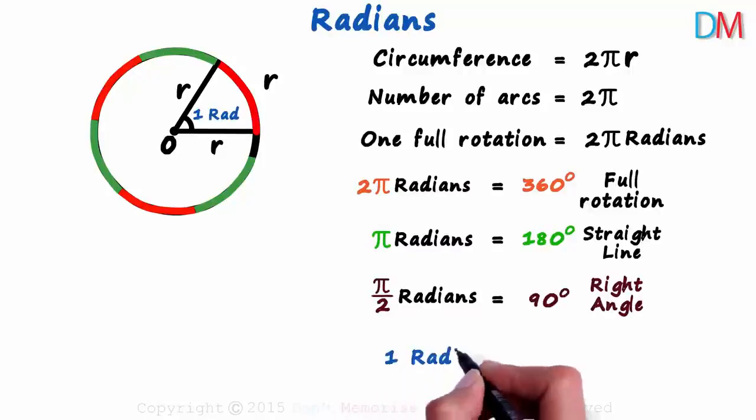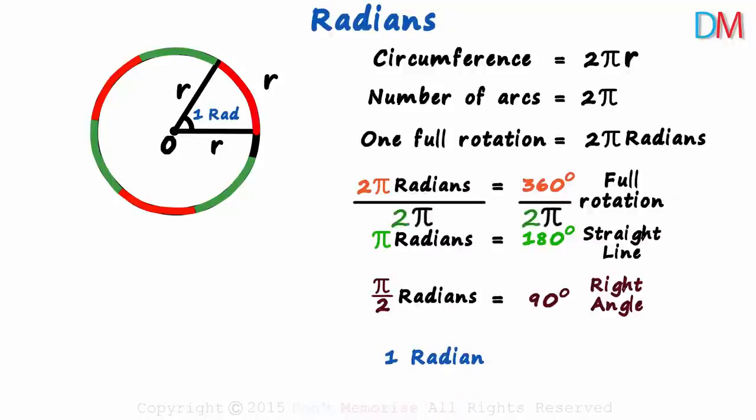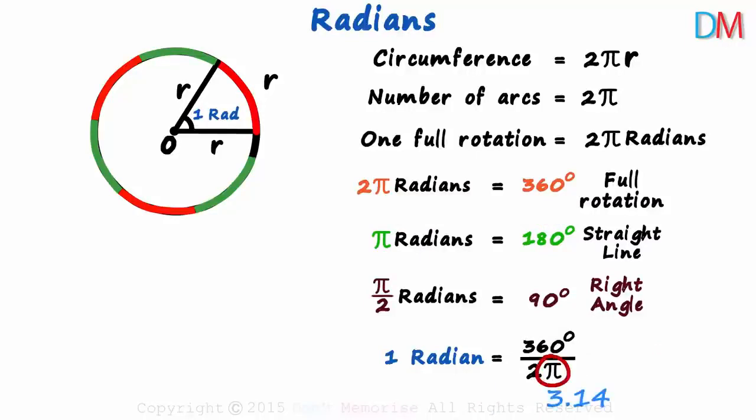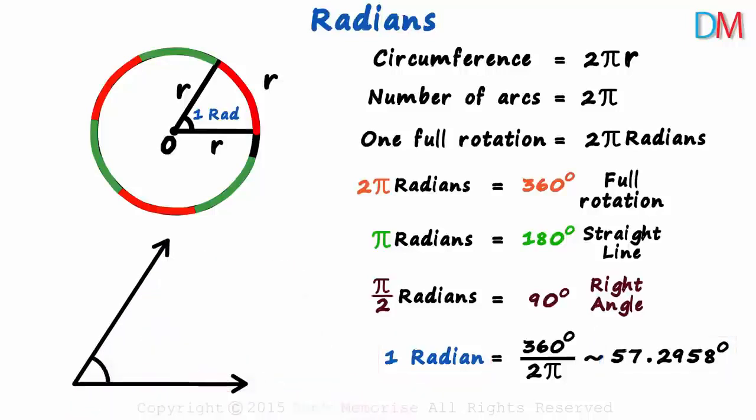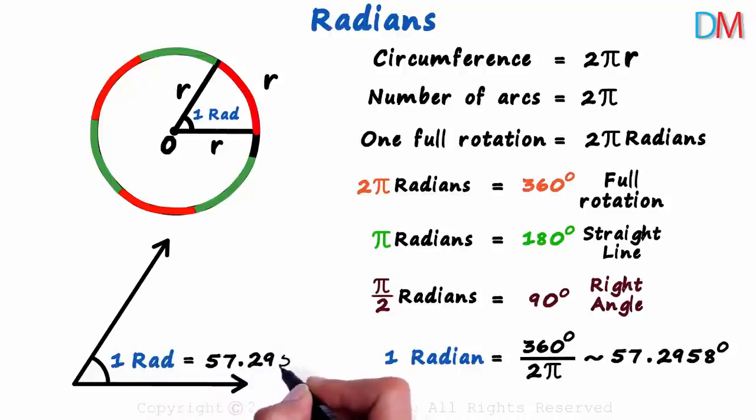What does 1 radian equal to in degrees? If we divide the first equation by 2 pi, we get 1 radian as 360 over 2 pi degrees. Substituting the value of pi as 3.14, we get the approximate value of 1 radian as 57.2958 degrees. That's the degree measure of 1 radian. If we have an angle like this, which measures 1 radian, it will equal 57.2958 degrees.